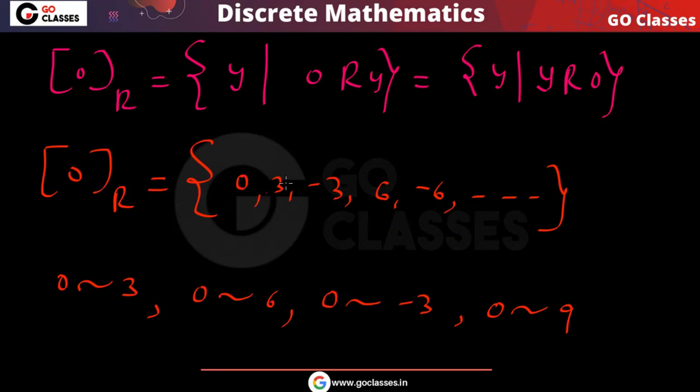You can notice 3 is related to 0 because 3 and 0 will give you the same remainder when you divide by 3. 6 is related to 0 because 6 and 0 give the same remainder when you divide by 3. 0 is related to minus 3 for the same reason. So this is the equivalence class of 0, which is 3k where k is an integer.